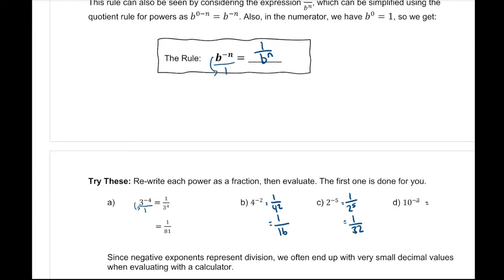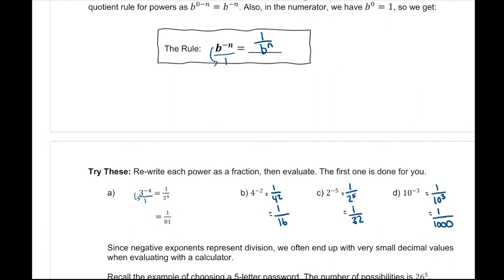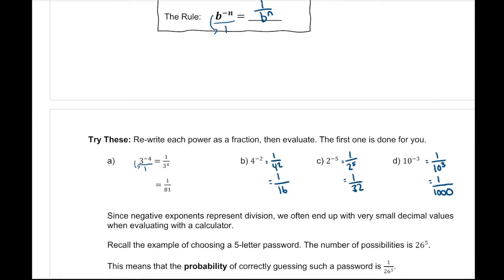And lastly, 10 to the power of -3 becomes 1 over 10 to the power of +3. So this becomes 1 over, and then 10 to the power of 3 is 1,000. So this is 1 over 1,000. So since negative exponents represent division, we often end up with very small decimal values when evaluating with a calculator.